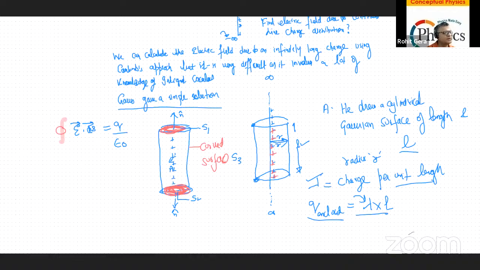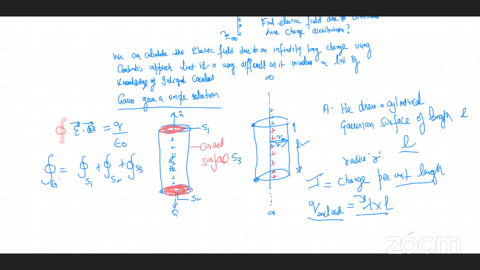Now I'm going to calculate the flux passing through the Gaussian surface. Let's calculate the flux. The total is going to be the flux through S1 plus flux through S2 plus flux through S3. All these will tell me what is the total flux associated with the enclosed charge, how much flux is being given by the enclosed charge to the surface. So let's calculate the first one.